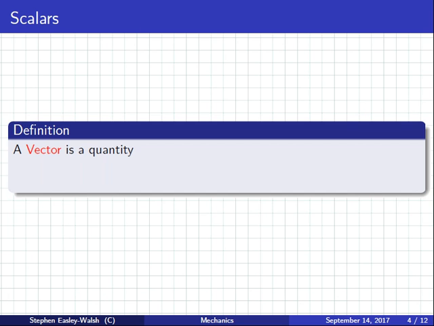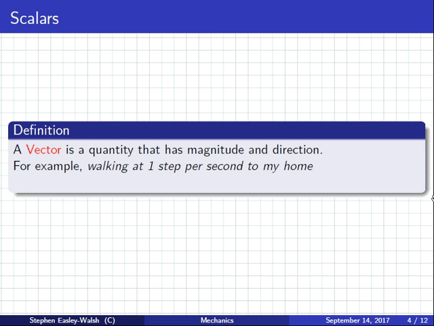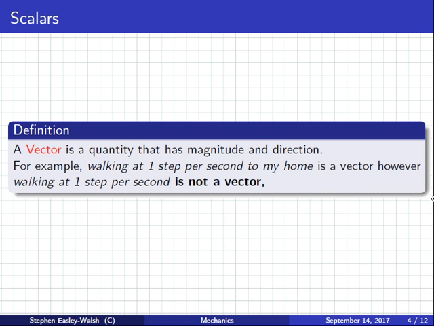A vector. Do you want to go for a vector's definition? Because I think you had that one. What's a vector? Direction? Yeah, it has a direction and... Oh, so close. It has a magnitude and it has a direction. So a vector has a magnitude and direction. For example, walking at 1 step per second to my home is a vector because the magnitude is 1 step per second and the direction is to my home. However, walking at 1 step per second is not a vector. It is a scalar.